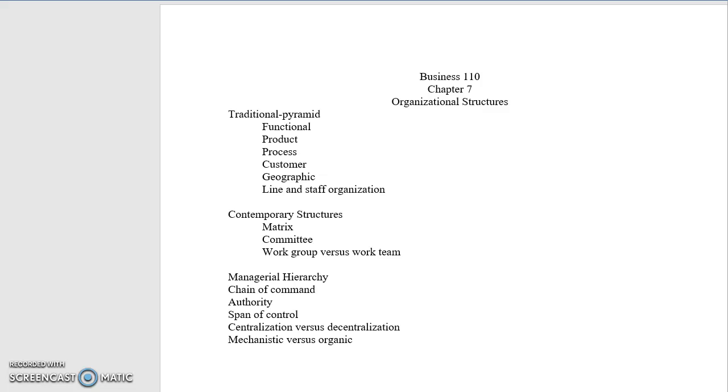Matrix. I gotta tell you, y'all, I've heard about the matrix organizational structure since I was in college in the mid-80s. That's how old I am, okay? To this day, it doesn't make a lot of sense to me. You take two different types of organizations and put them together.